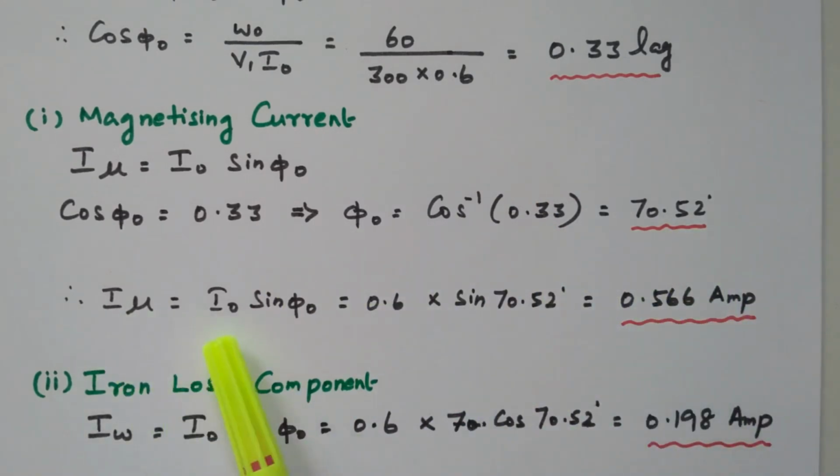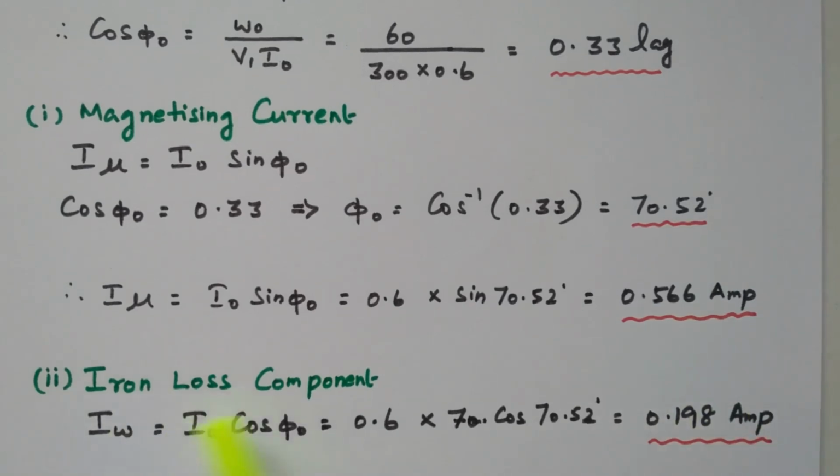So I mu equals I naught sin phi, that is, I naught value is 0.6 into sin phi, the phi value we just calculated. So sin 70.52, by simplifying we get 0.566 ampere. So the magnetizing current is 0.566 ampere. This magnetizing current is responsible for producing the flux in the primary winding under no load condition.